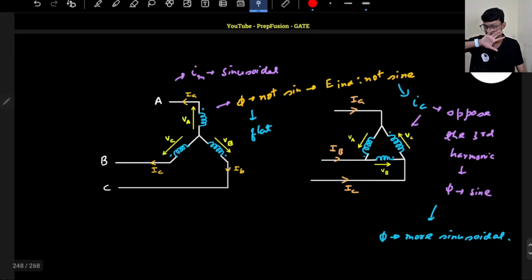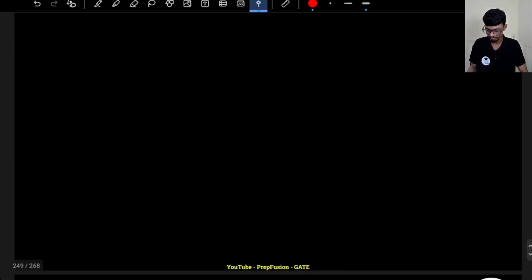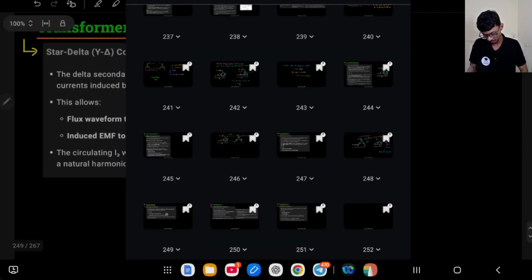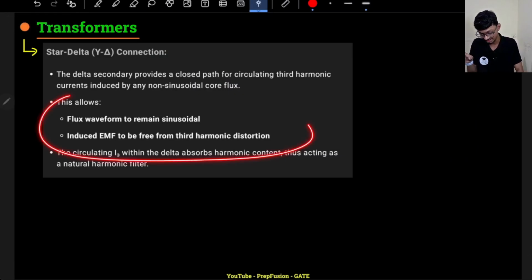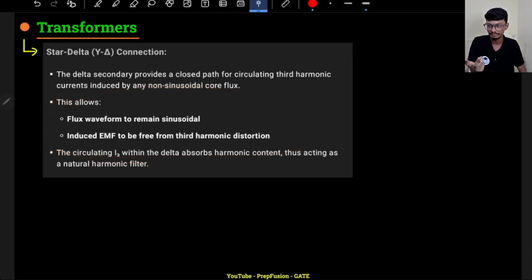So now if some connection like this comes up, you should be able to theoretically say what will happen. That is the main purpose of this. That's why I don't want you to mug things up or memorize them. Whatever points are written here, I don't want you to remember them. I want you to understand conceptually what is happening.